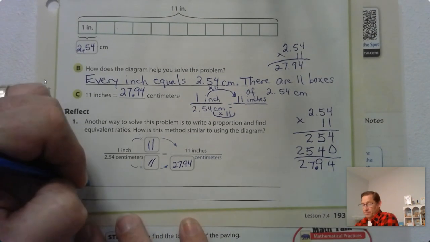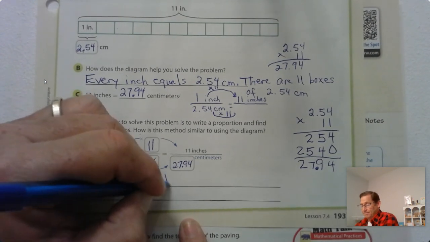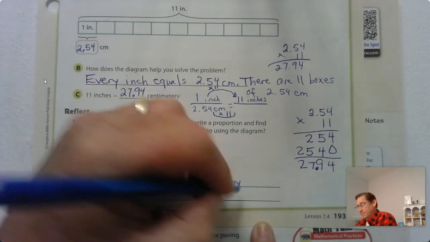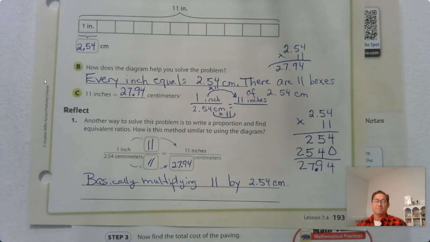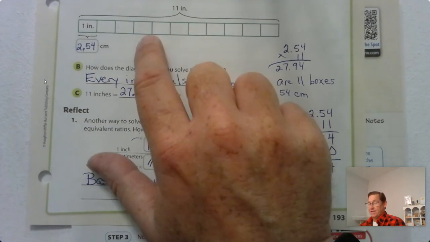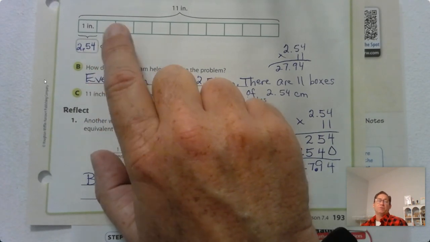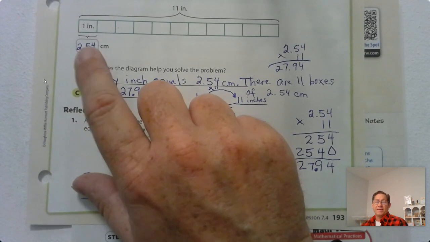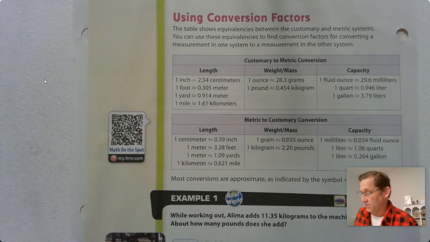How is it similar? Basically multiplying 11 by 2.54 centimeters. In this case, we have 11 inches, so we're just going to say 11 times 2.54. Okay, we don't want to keep adding 2.54, 2.54, 2.54. We know that if we have repeated addition, it's the same as multiplication. Okay, so let's look at page 194.